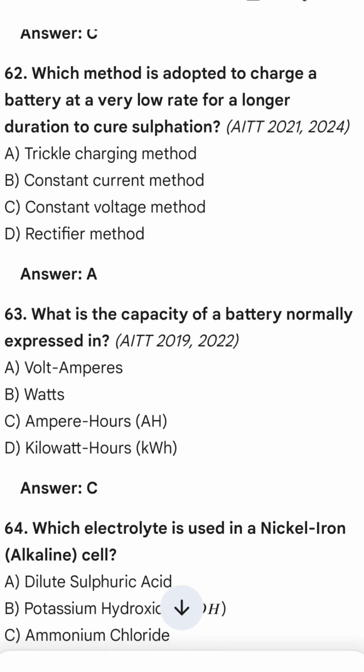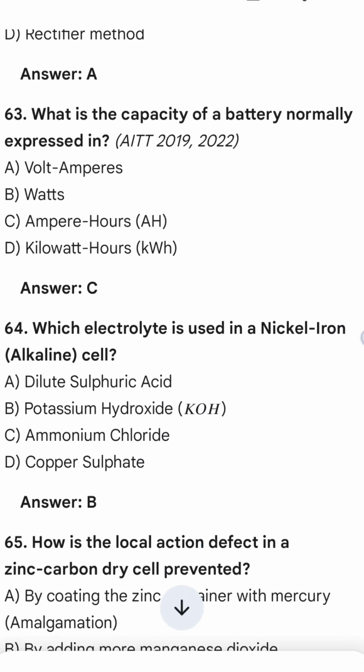Question number 62. Which method is adopted to charge a battery at a very low rate for a longer duration to cure sulfation? Option A, trickle charging method. Option B, constant current method. Option C, constant voltage method. Option D, rectifier method. Option A, trickle charging method is the correct answer.